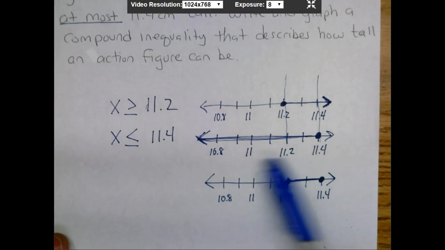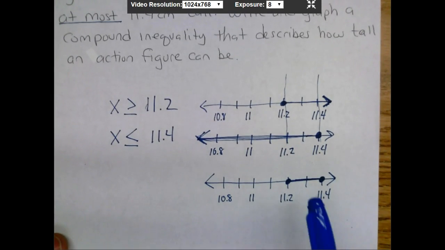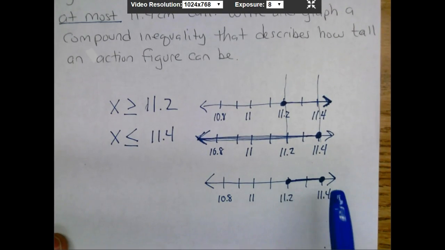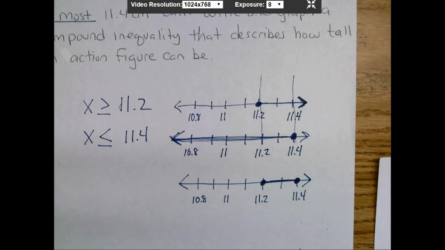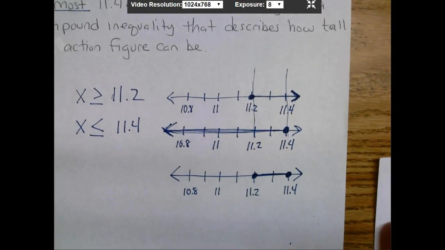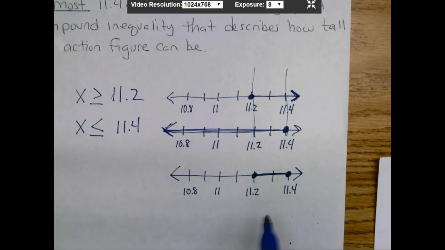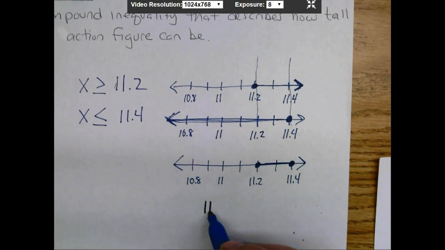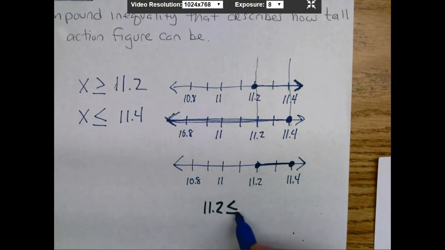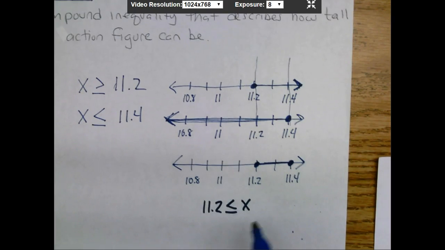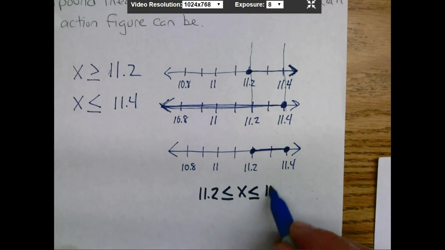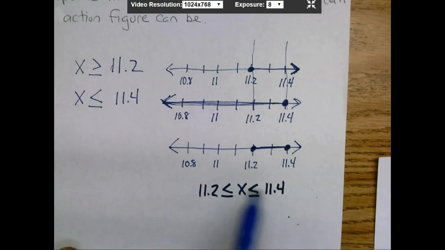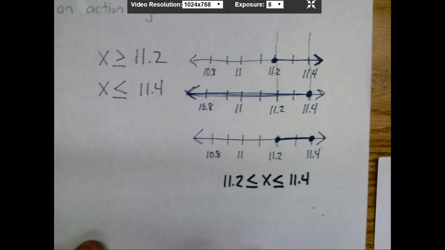This is an intersection. So the final inequality is between 11.2 and 11.4. If we then wanted to write out the inequality itself, the lowest was going to be 11.2, so we might want to write it here, 11.2 is less than or equal to x, that height of the action figure. And then we would say x has to be less than or equal to 11.4. And that'd be our final inequality that we could write for this one.